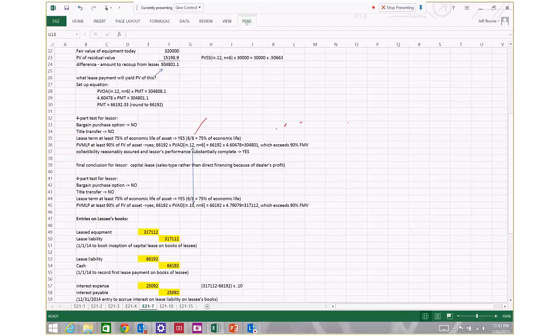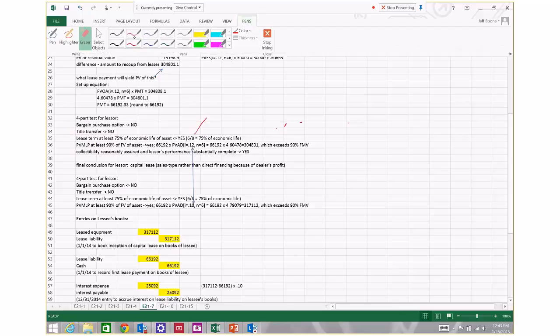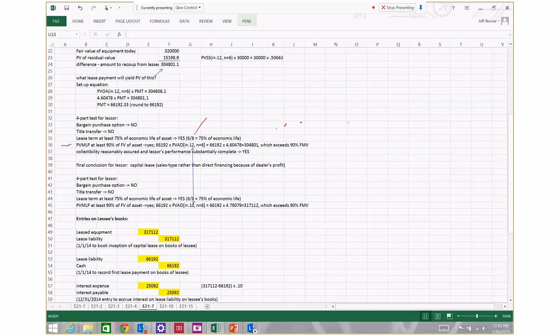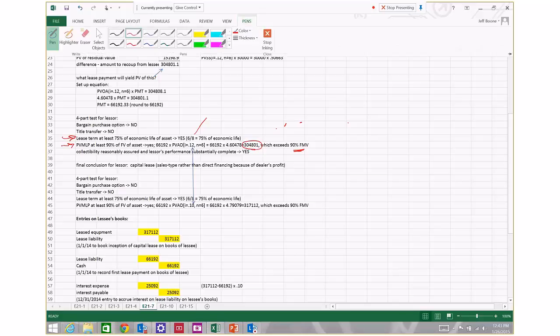Oh, as an aside, we also would have answered yes to the question of whether or not the present value of the minimum lease payments is at least 90% of the fair value of the asset, because the present value of the minimum lease payments, 304,801, exceeds 90% of the fair market value of the asset. We didn't have to proceed down and answer that question because we answered yes to the economic life question. But I'll point that out simply for the sake of completeness.